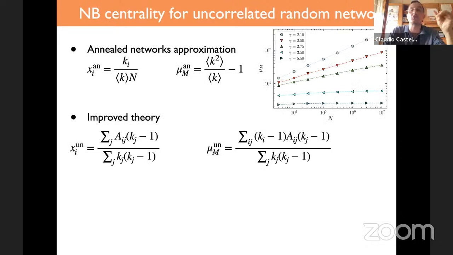Essentially, to remove this problem with hubs, and actually this works well for synthetic networks, because you remove completely this problem with the localization. You can also write down an annealed network theory and an improved theory for calculating the largest eigenvalue of this matrix and the associated non-backtracking centrality. They work very well.